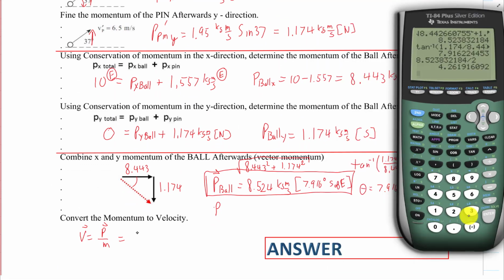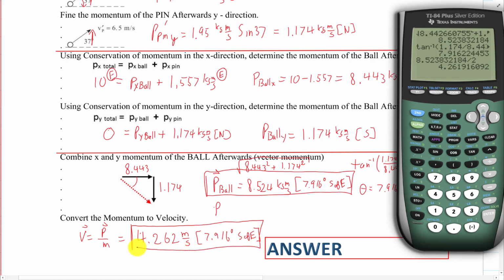So the answer is going to be 4.262 meters per second. I got rid of the kilograms. And the direction is still going to be the same, 7.916 degrees south of east. That's the velocity of the ball afterwards.